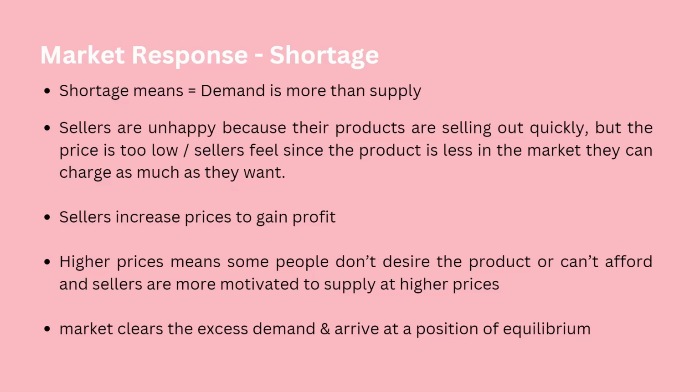Higher prices means some people don't desire the product or can't afford it, and sellers are more motivated to supply at higher prices. So what happens is some people don't desire the product because it gets expensive and some people can't afford it, but the seller wants to supply more, so the demand would meet the supply and the market would get clear, the excess demand would clear out, and it would arrive at the position of equilibrium.